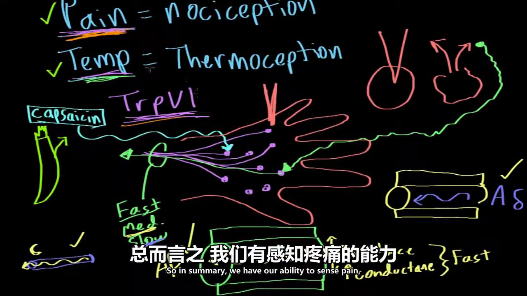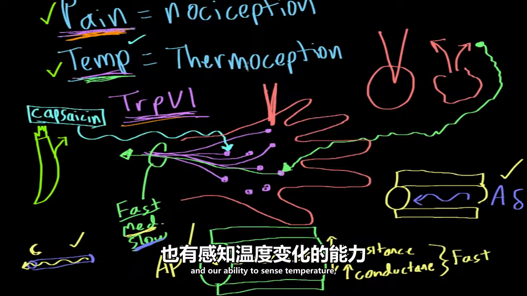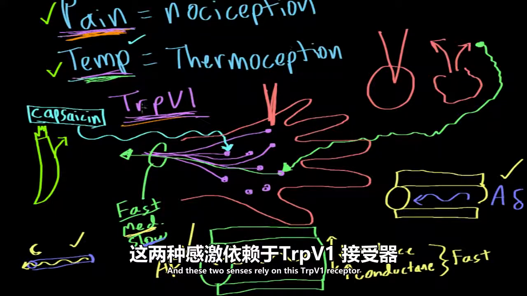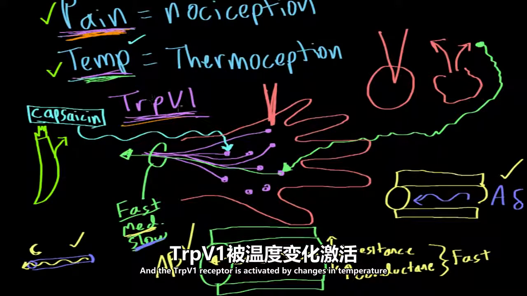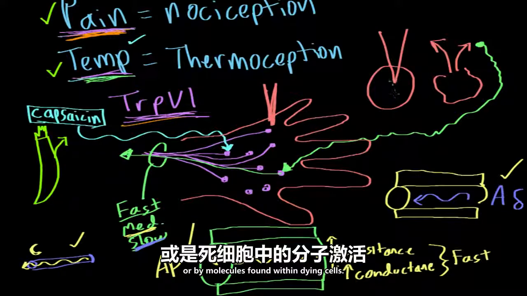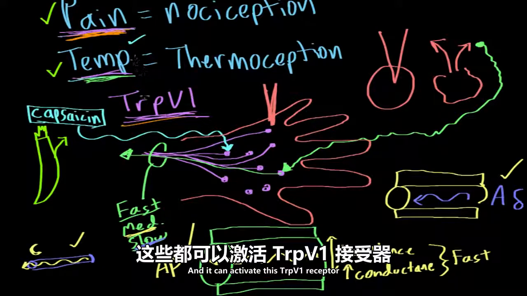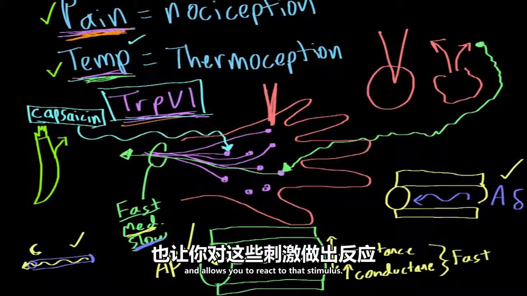So in summary, we have our ability to sense pain, which is known as nociception, and our ability to sense temperature, known as thermoception. And these two senses rely on this TRPV1 receptor that is found within various sensory cells located throughout our body. And the TRPV1 receptor is activated by changes in temperature and by molecules such as capsaicin, or by molecules found within dying cells, and it can send a signal to your brain, letting your brain know that, hey, there's either a painful stimulus or there's a change in temperature, and allows you to react to that stimulus.